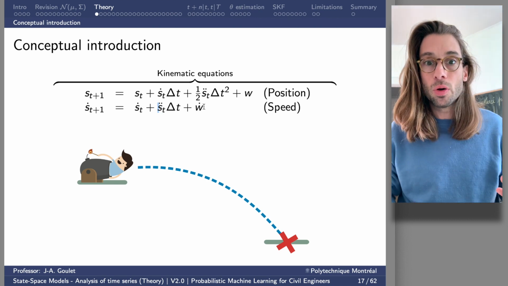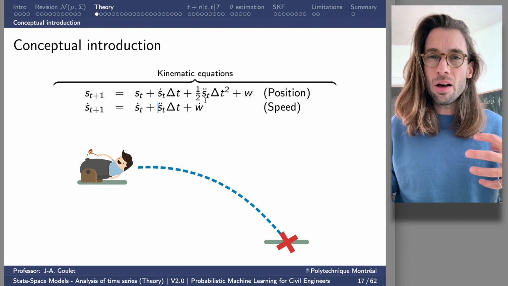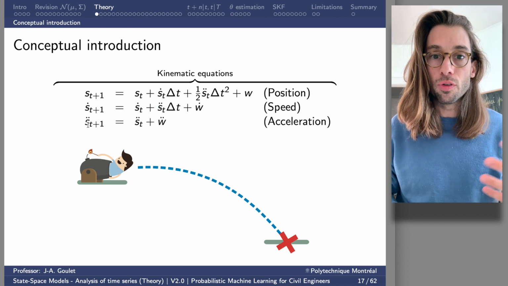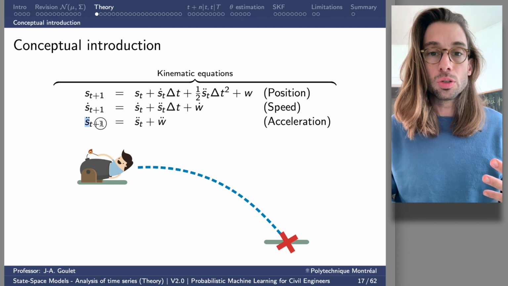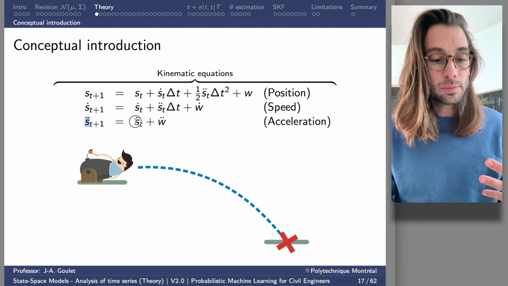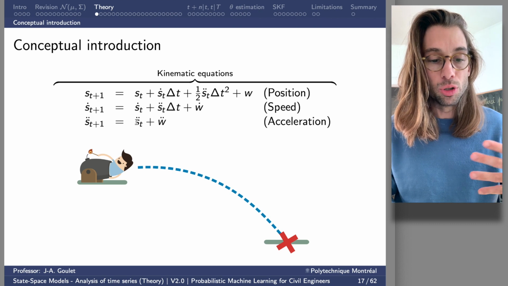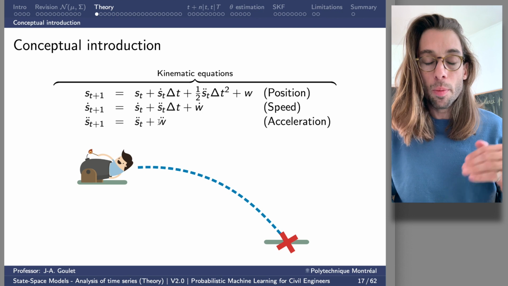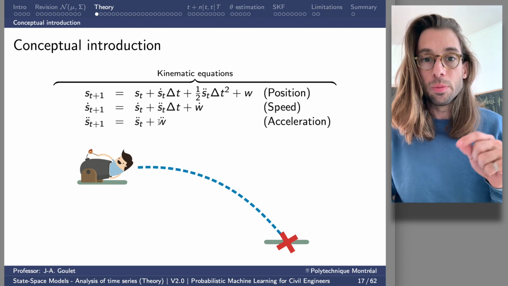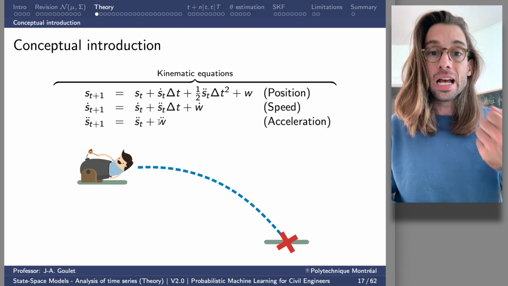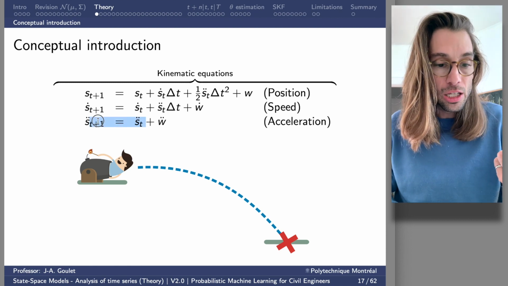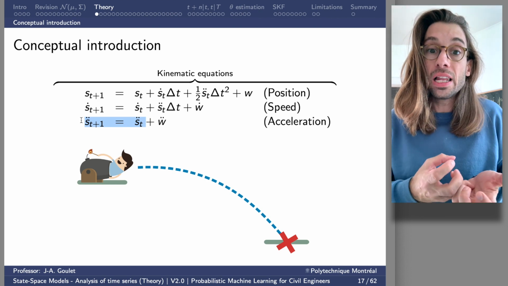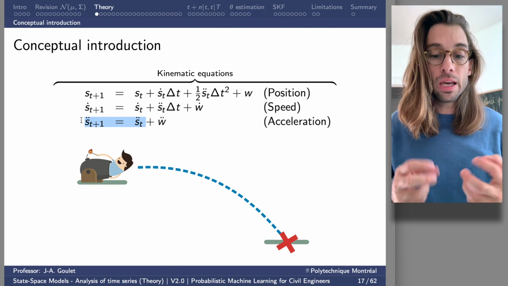And I have a third component I need to include in my model. How is acceleration going to change over time? To do this, I need to account for a third variable, s double dot t plus 1. Okay, in this case, s double dot t plus 1 is going to be equal to s double dot t, so the acceleration, we assume it's constant over time, plus w double dot, where w double dot is going to be my error associated with the acceleration. The fact that this constant acceleration model might not exactly capture the reality of my physical phenomenon, okay?